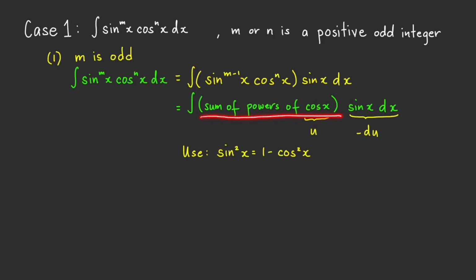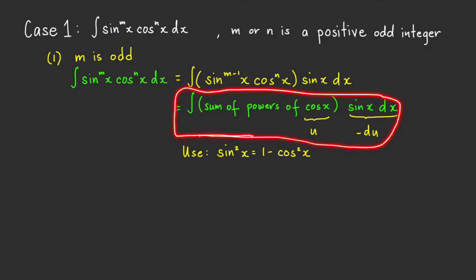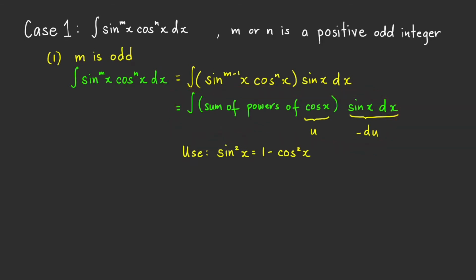After writing it as a sum of powers of cosine x, we can now use u substitution. We let cosine x be our u, and our du is just negative sine x dx. That means this factor, sine x dx, can be written as negative du. And what we'll get here is just what? An integral of a polynomial of u, du. So it's very easy to integrate.